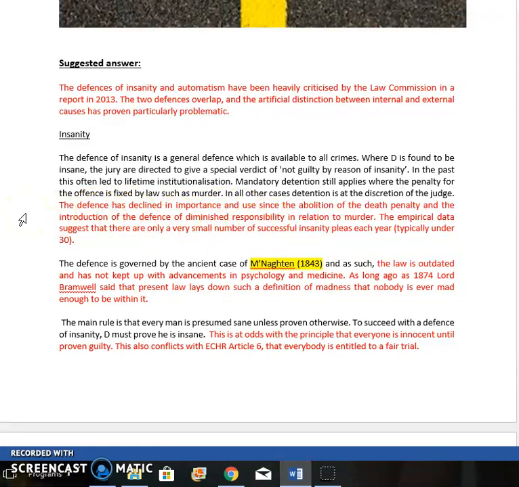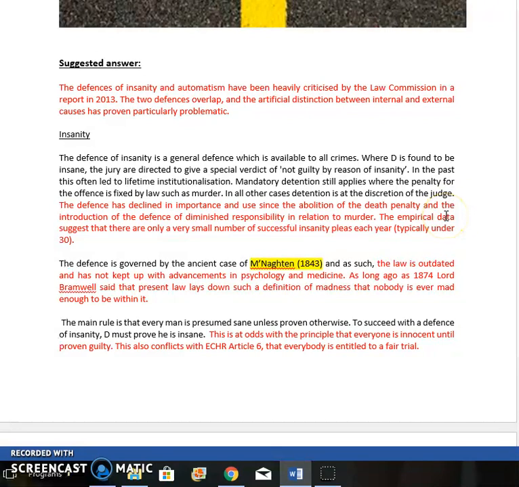That came from the Homicide Act, and it was amended by the Coroners and Justice Act. So we now have this defence, which can be relied on for a murder charge as well. And because of that, the defence of insanity has actually reduced in importance, perhaps. If you look at the data, there's only a very small number of successful pleas each year, typically under 30.